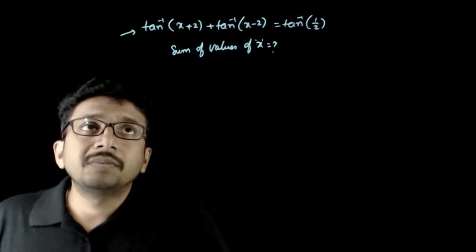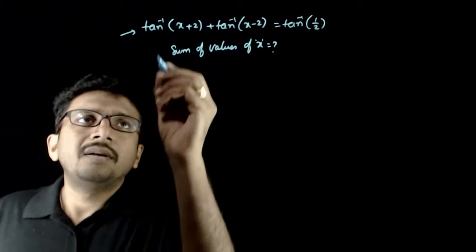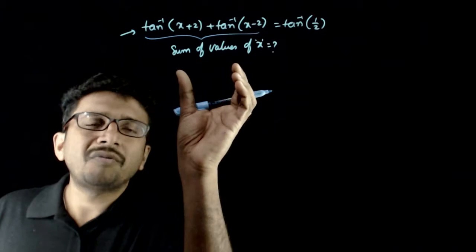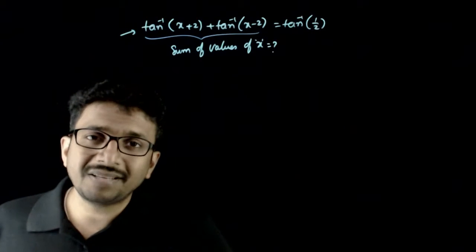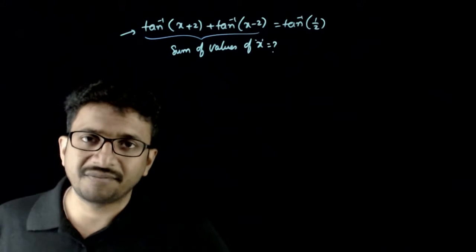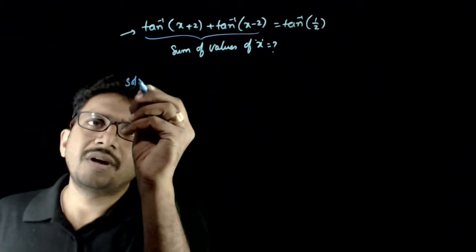So welcome students. In this question, you're asked to find the sum of all the values of x which satisfy this equation: tan inverse of (x + 2) plus tan inverse of (x - 2) is equal to tan inverse of 1/2. So let us try to solve this question.